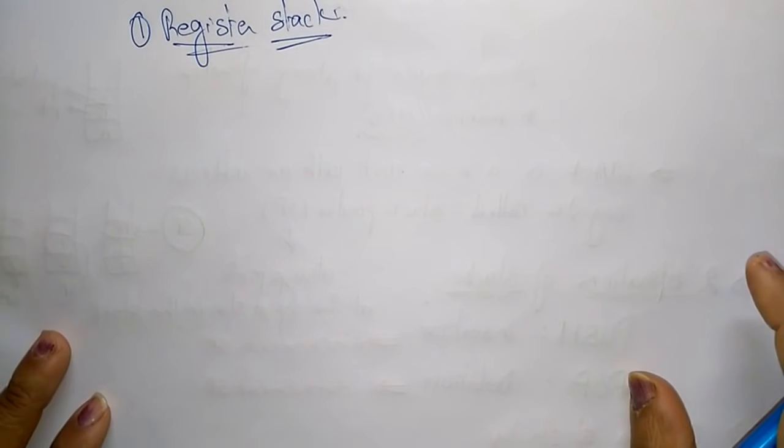Hi students, let us continue with the topic stack organization. In the previous video I explained the basic concept of the stack. Now let us see the different types of stack. The first one is a register stack and the next is a memory stack. Now let us see what is a register stack.